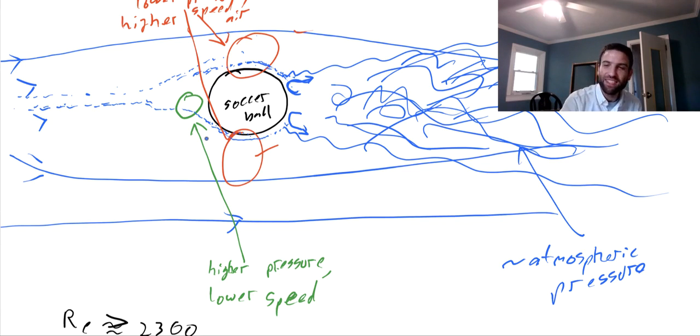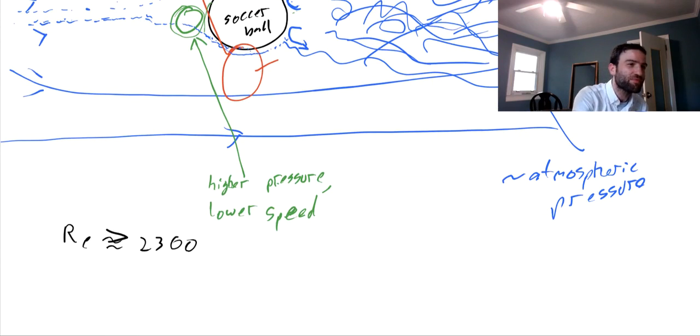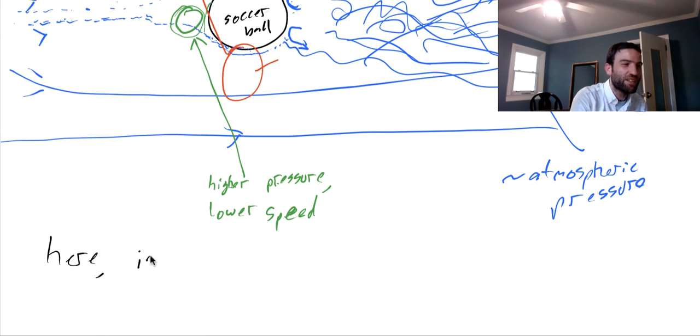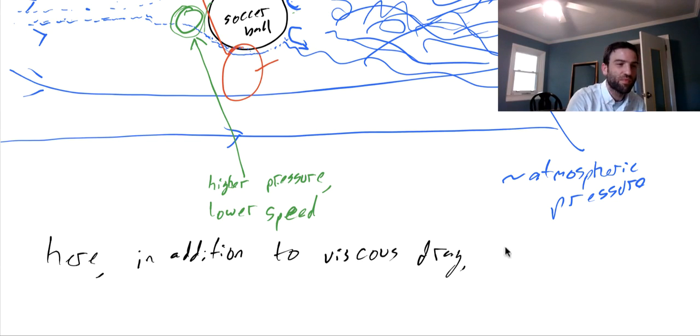This is called pressure drag, right? So what's going on, again, is we have this high pressure region of air, and that high pressure region of air is exerting pressure forces on the surface of the soccer ball that are not balanced by a corresponding region of high pressure behind the ball. Right? So in addition to viscous drag, there is pressure drag.